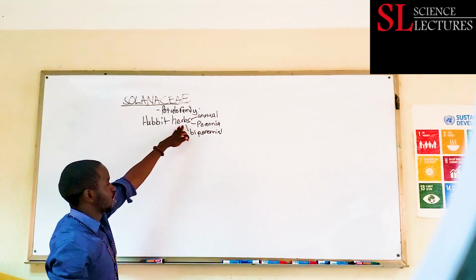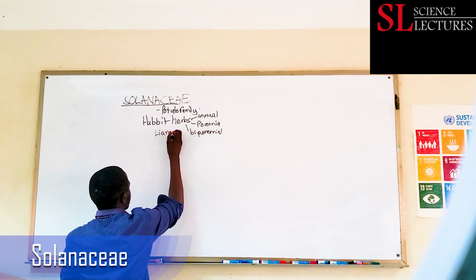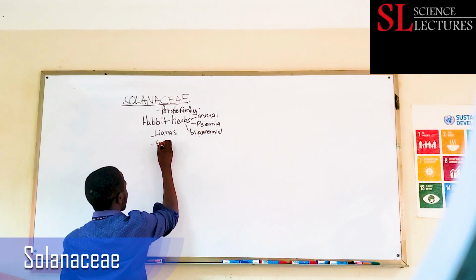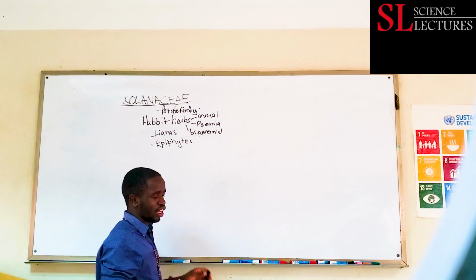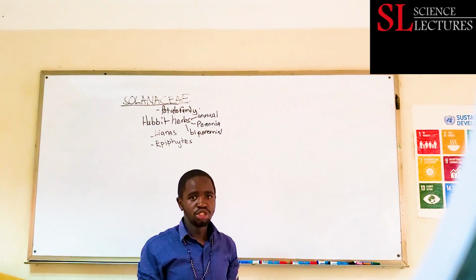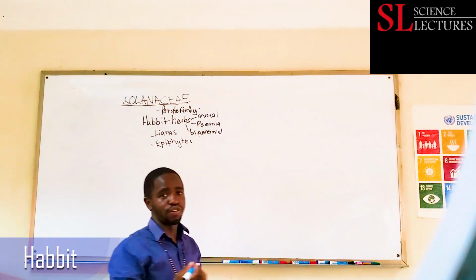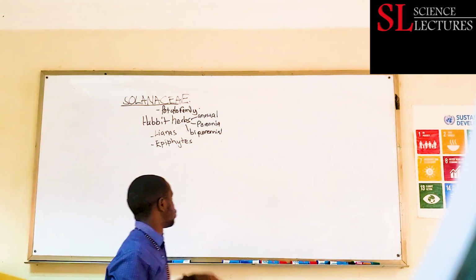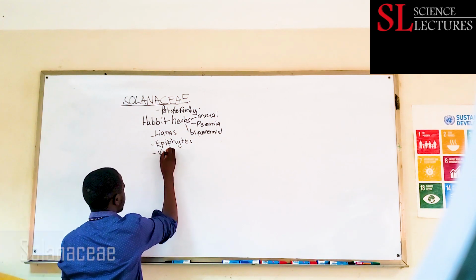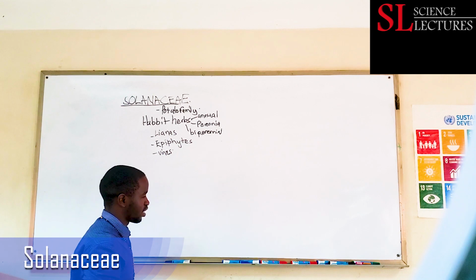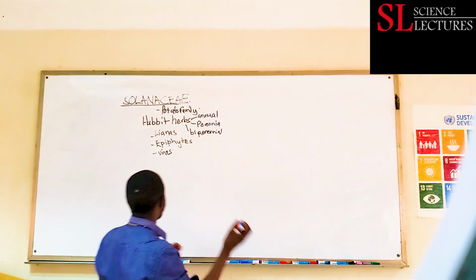So some of them are herbs, others can be lianas, others can be epiphytes. Epiphytes are plants that grow on others mainly for support and nutrient absorption, but they don't get the nutrients directly from the plant they are growing on. So some are lianas, some are epiphytes, others can be vines. So that is the habit of members of family Solanaceae.